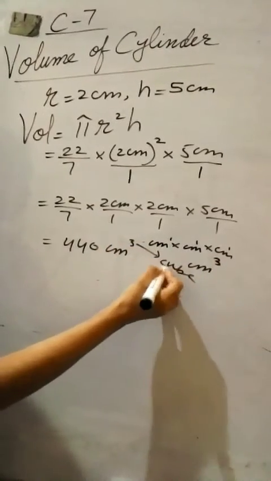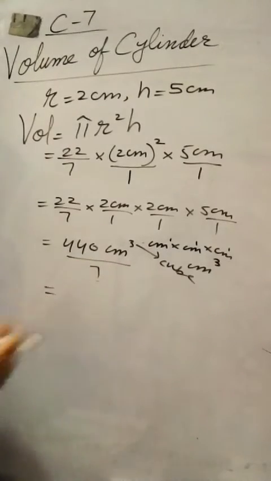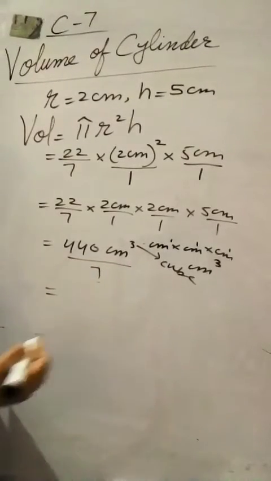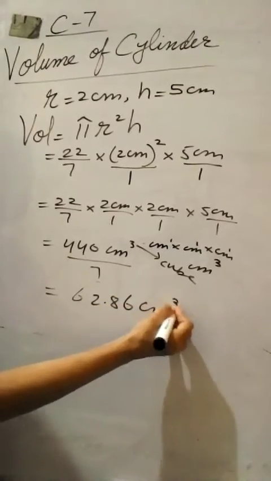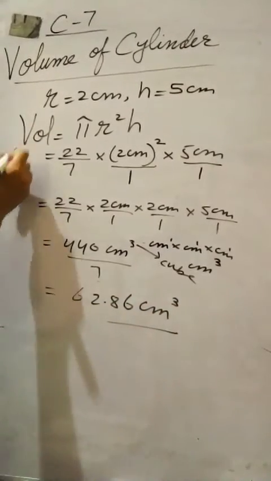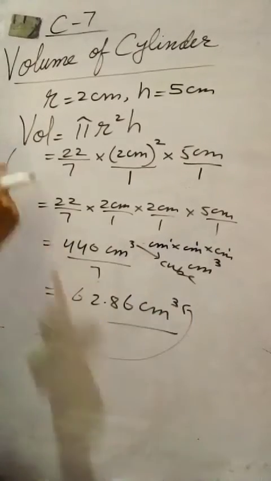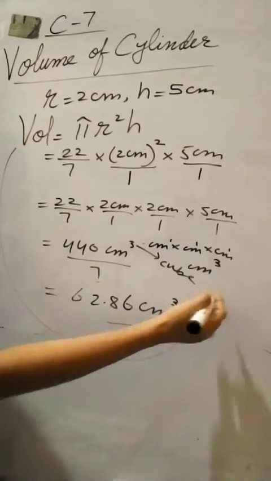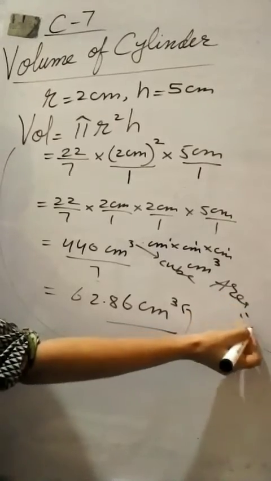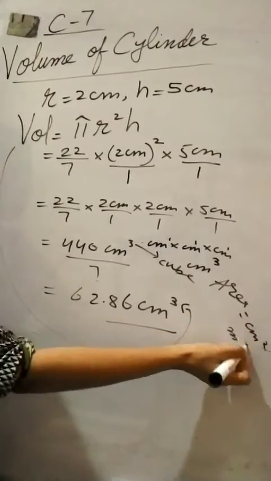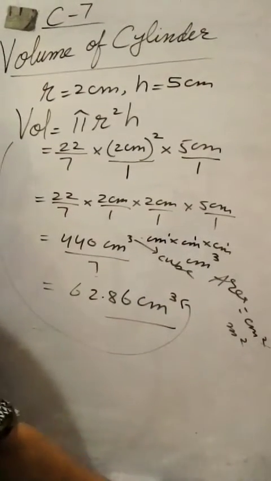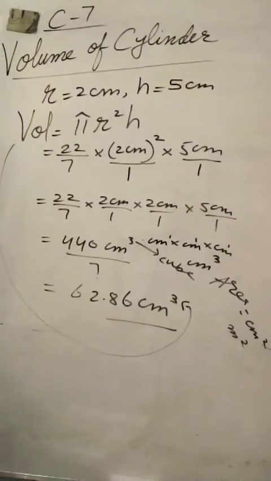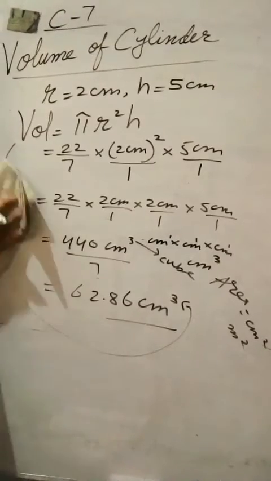So centimeter cube divided by 7, and then we will get the answer, and the answer will be 62.86 centimeter cube. Volume is always in cube. Area is always in centimeter square or meter square, but volume is always in cube. So these are the steps for finding the volume of the cylinder. Next question we have.